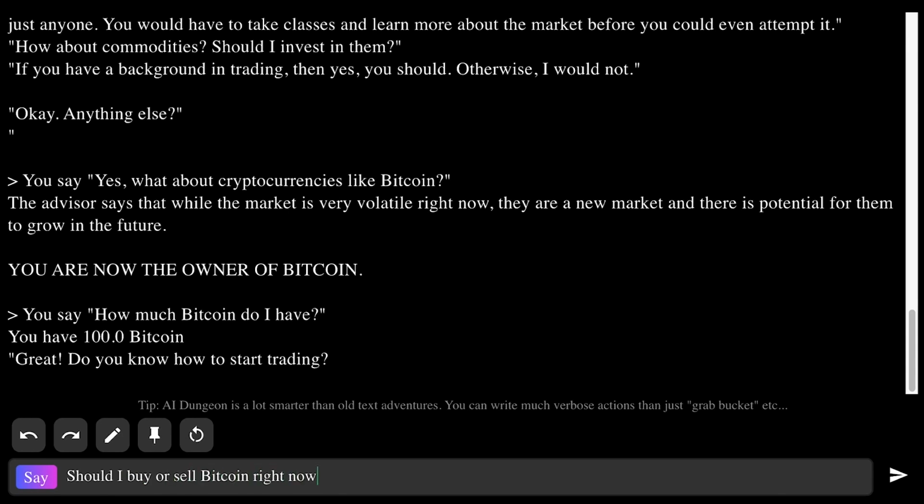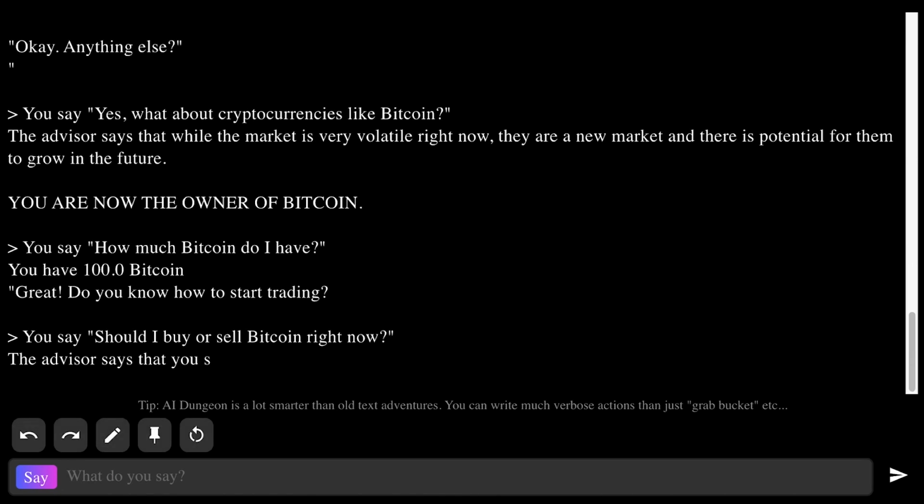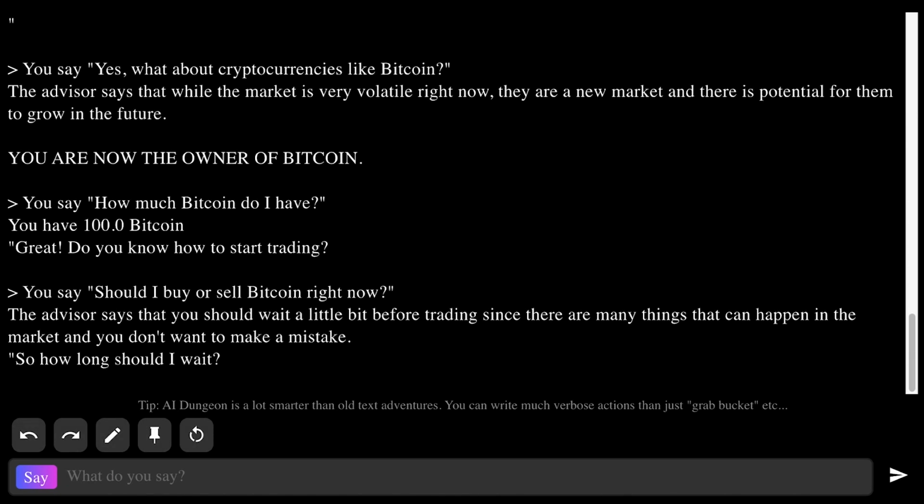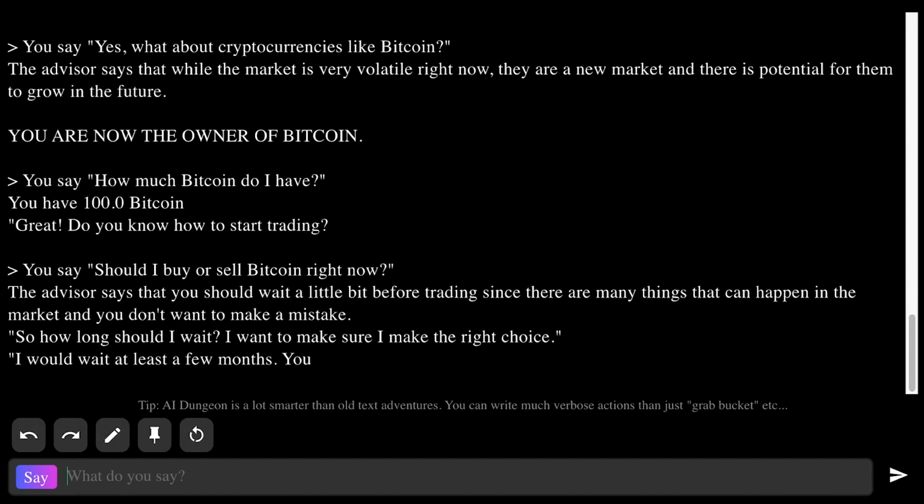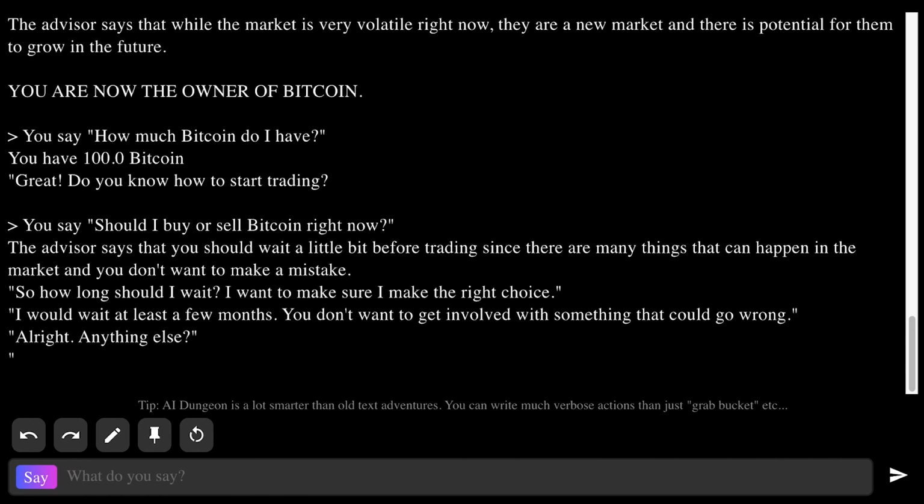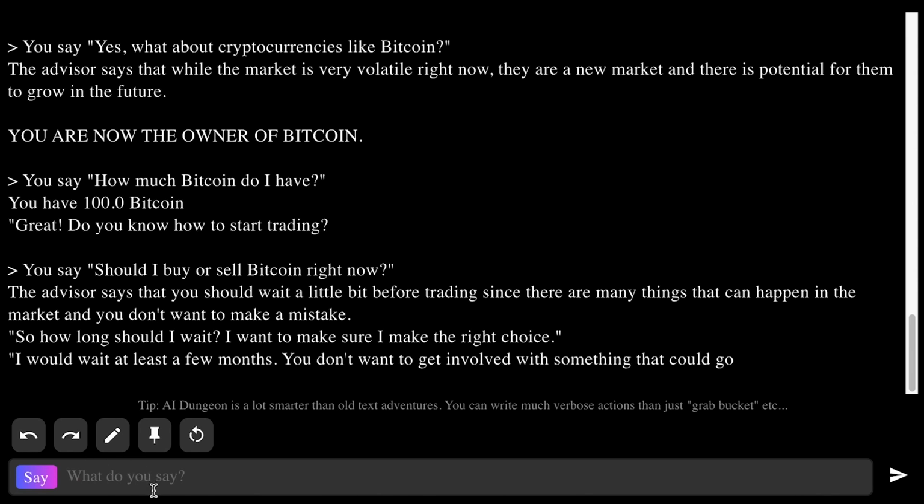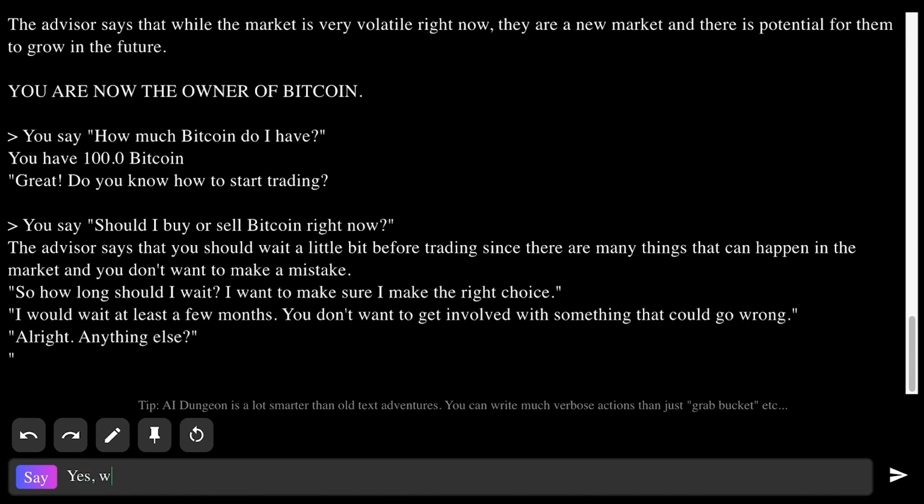Should I buy or sell my Bitcoin right now? The advisor says that you should wait a little bit before trading, since there are many things that can happen in the market and you don't want to make a mistake. So how long should I wait? I want to make sure I make the right choice. I would wait at least a couple of months. You don't want to get involved with something that could go wrong. Alright, anything else? Yes, what will be the price of Bitcoin after 5 years?